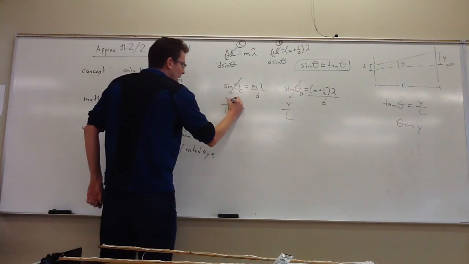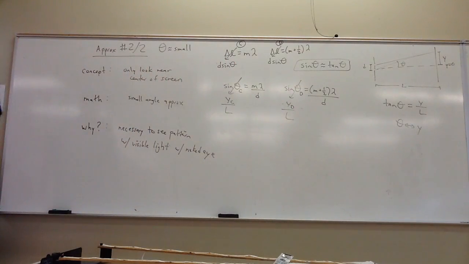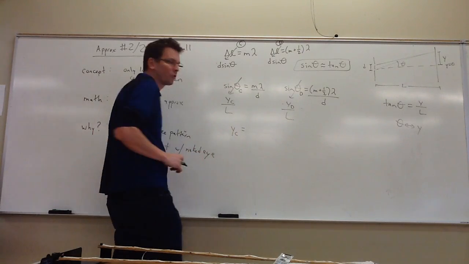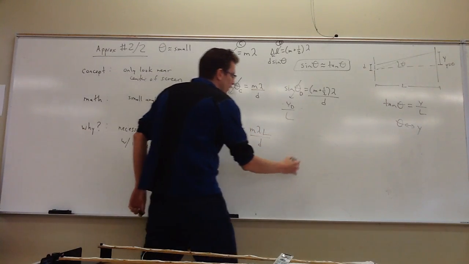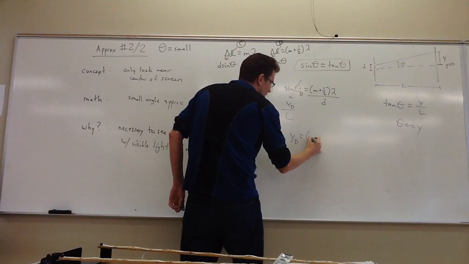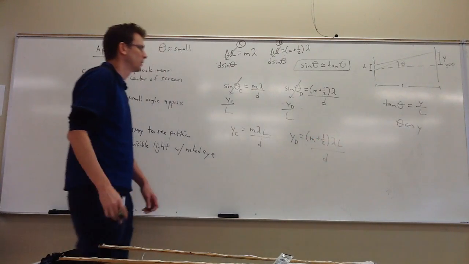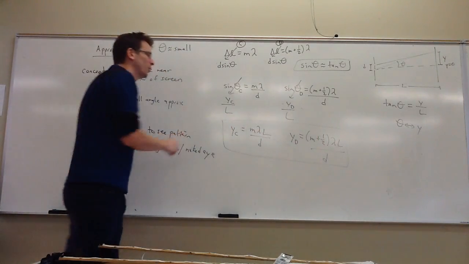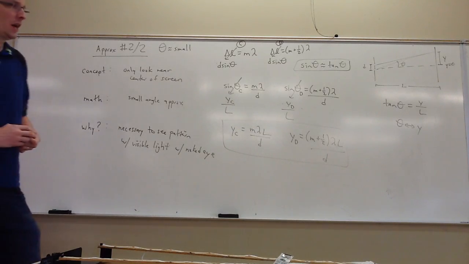I'll call this y of the constructives and y of the destructives. These will be the actual physical locations along the screen where I find these, and I can write down my equations. The y values where I'll find the constructives are going to be m lambda L over d, and the y values where I find the destructives are (m plus a half) lambda L over d. And now, I'm going to call it good, no more approximations, because I have exactly what I was seeking.